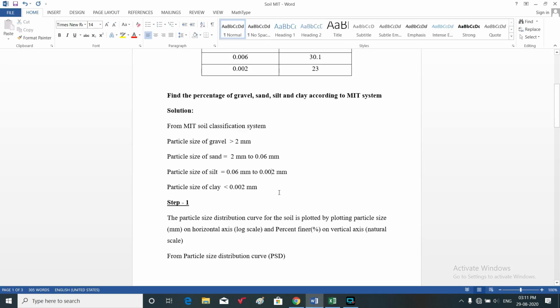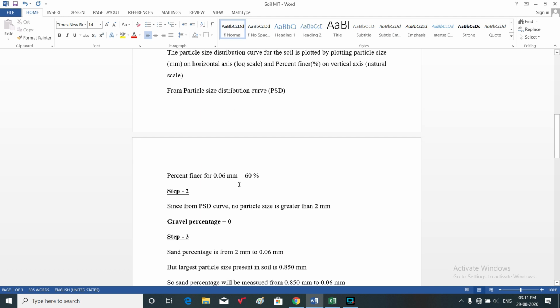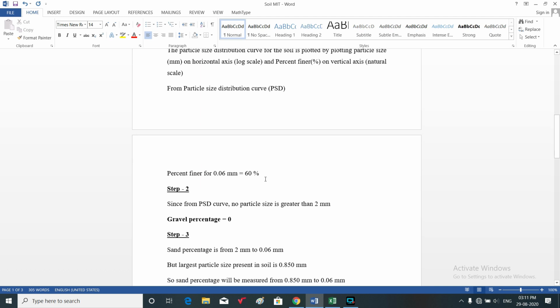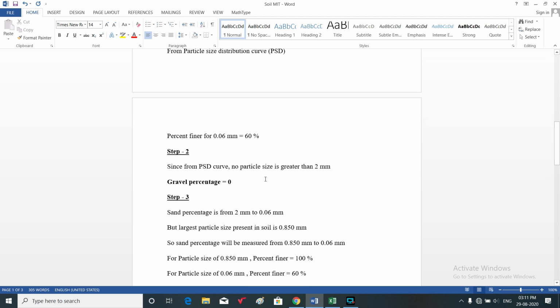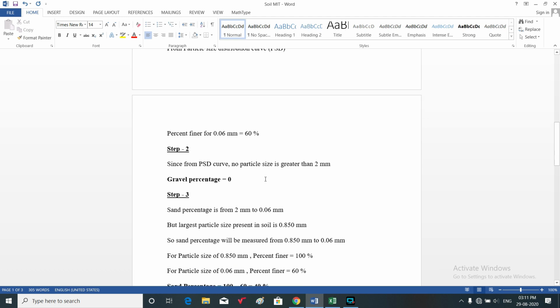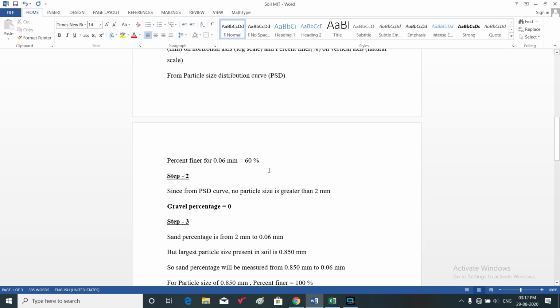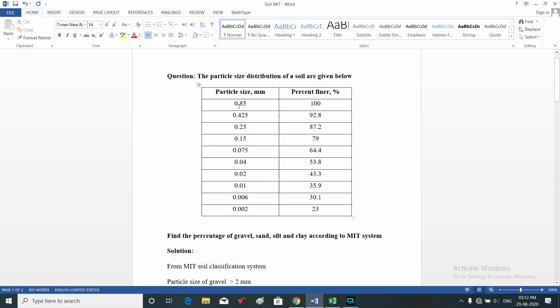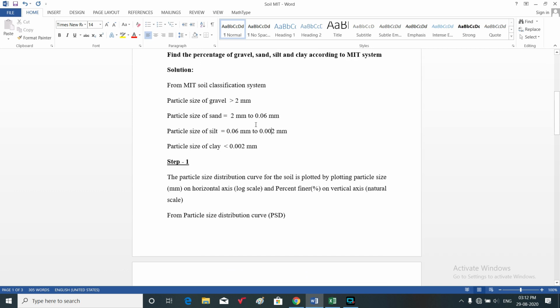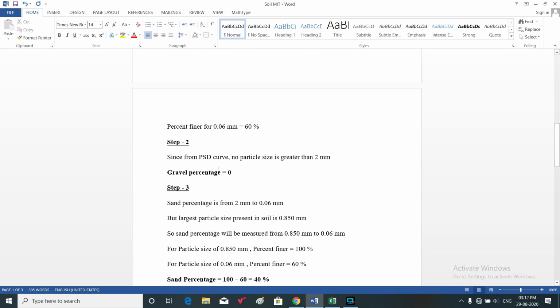Now as we have determined the percent finer for 0.06 mm, we can find the percentage of various soil types. As we know, the gravel size is measured above 2 mm, but in the given soil there is no particle size of 2 mm present. In fact the highest particle size present in the given soil is 0.85 mm. So it means that the gravel percentage in the given soil is equal to 0.